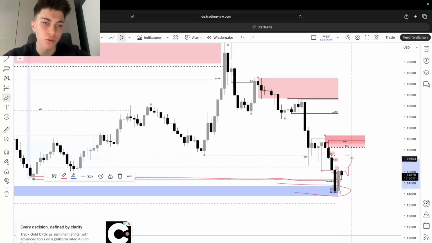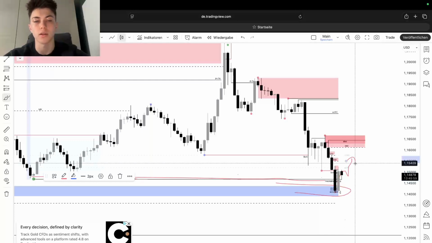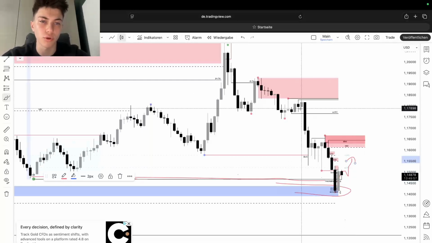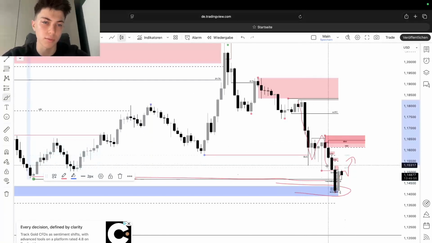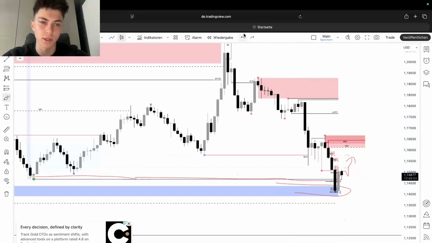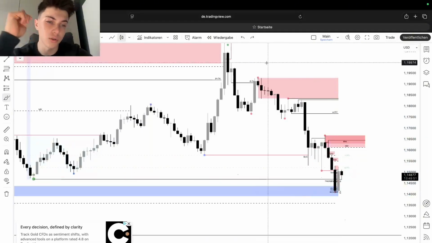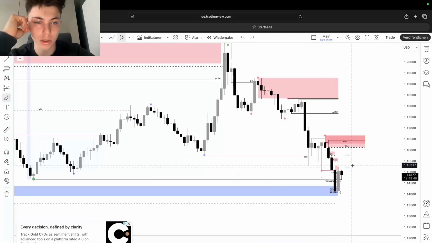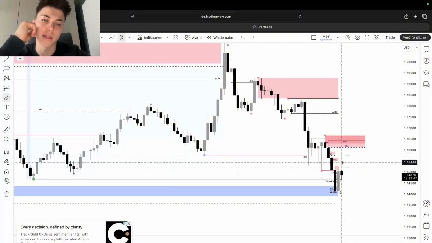So any reaction towards the upside is going to be a counter trend buy. Why? Because our current direction on the lower time frame is bearish, which we can clearly see here. So any buys will be counter trend, more aggressive. Any sells are going to be pro trend, very nicely aligned.